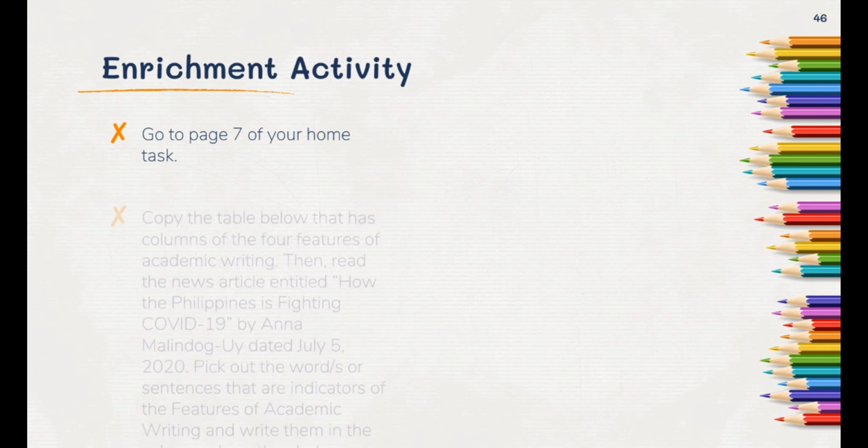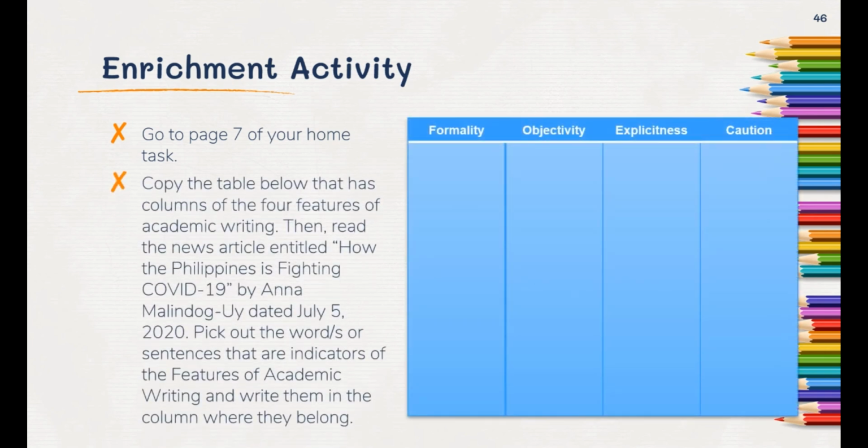Copy the table below that has the columns of the 4 features of academic writing: formality, objectivity, explicitness, and caution. Then read the news article entitled How the Philippines is Fighting COVID-19 by Ana Malindog Uy, dated July 5, 2020. Pick out the words or sentences that are indicators of the features of academic writing and write them in the column where they belong. Good luck!